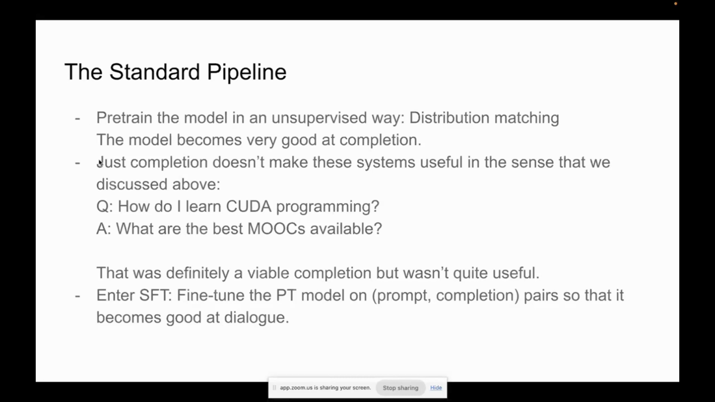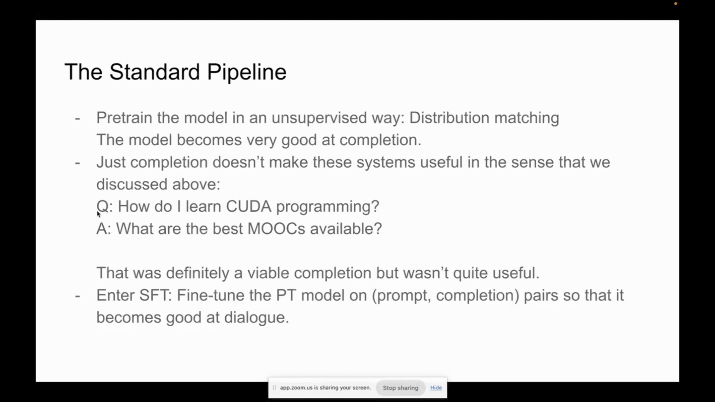Now we were saying that, okay, this is the capabilities aspect. I'm teaching my model to become very good at completion. But then I also mentioned that just teaching the model to be very good at completion might not make these systems useful in the sense that we discussed above. I mean, actually, it's a very big part of it. Of course, we're inducing a lot of capability into our model, but that is just completion and that's all, right?